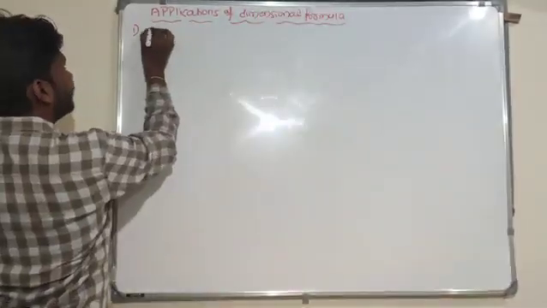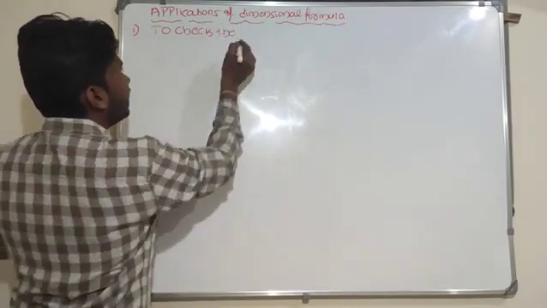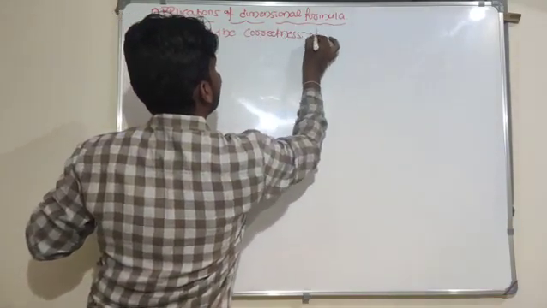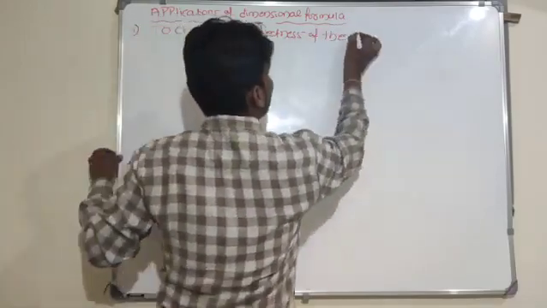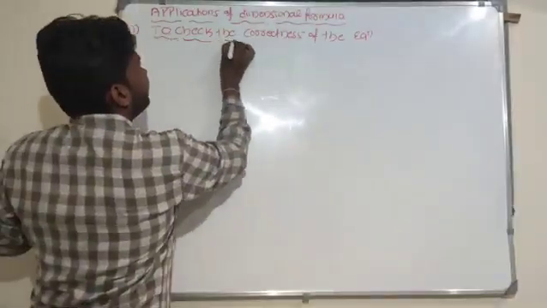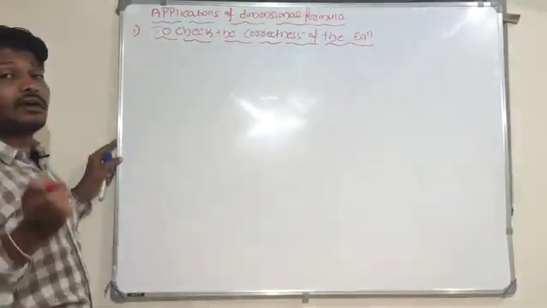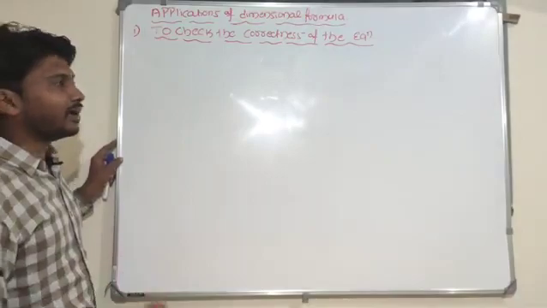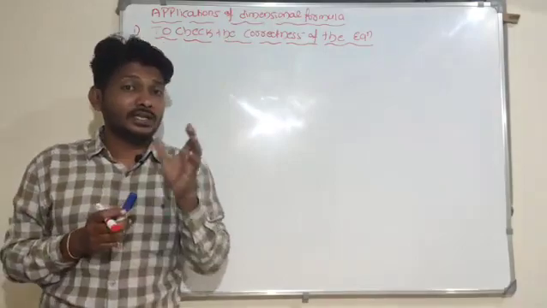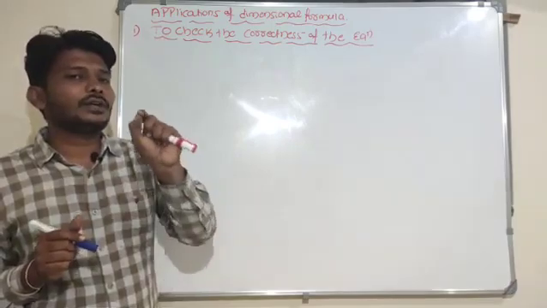What is the first use? To check the correctness of the equation. From the dimensional formula we can check the correctness of the equation, whether the given equation is dimensionally correct or not. I need to verify here. In order to verify that, I need to write the dimensional formula. For example, I hope you know about centripetal force and the equation for centripetal force: F is equal to mv square by r.